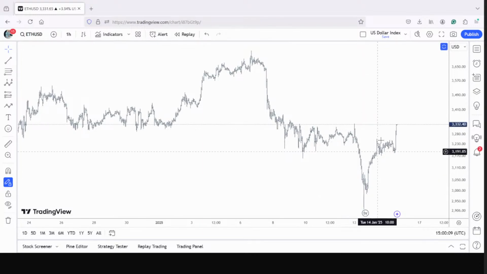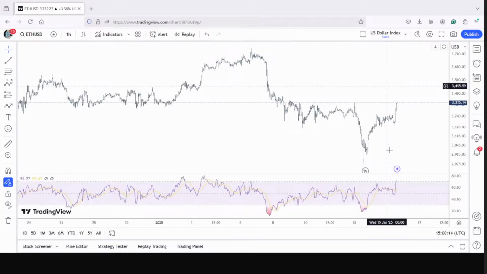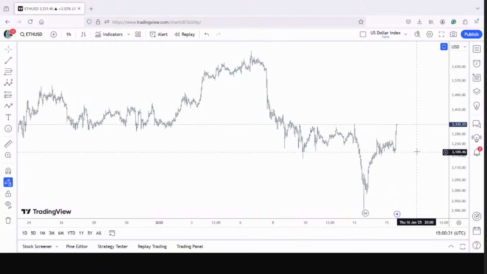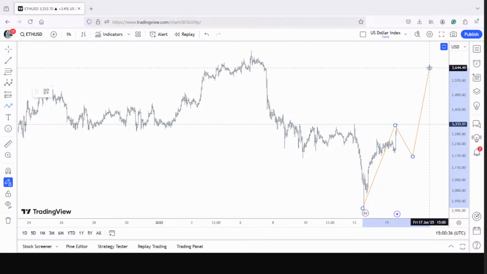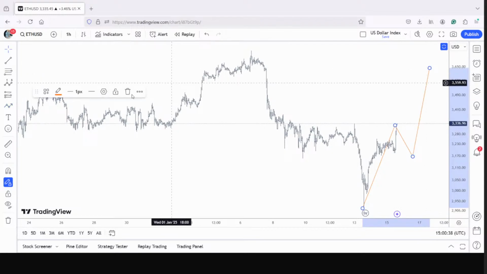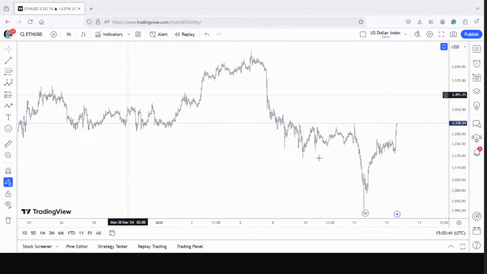Once again, it's 1, 2, 3, 4, and 5. Ethereum prints a new session high, but the RSI is not convincing at all. After a pullback, you may want to enter long, but the stop loss is going to go below the 2900 mark. The longs are not good at this point in time, looking at the risk reward ratios.